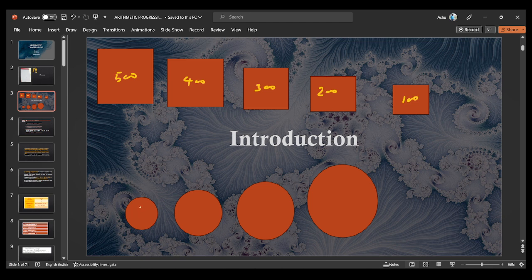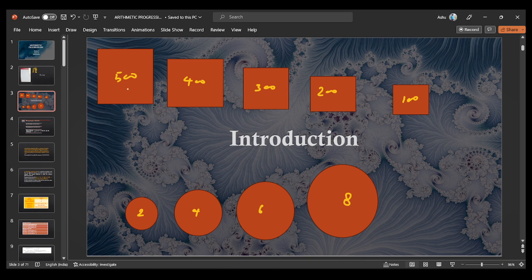Here the radius is 2 meter, 4 meter, 6 meter, and 8 meter. Radius of the circles. Now, we should observe the figure. This figure tells us something more, which is related to arithmetic progression.